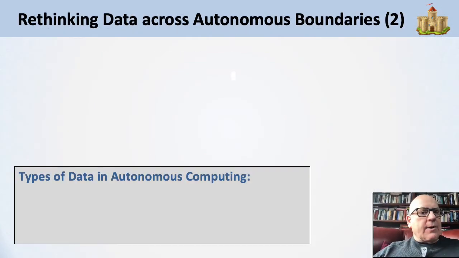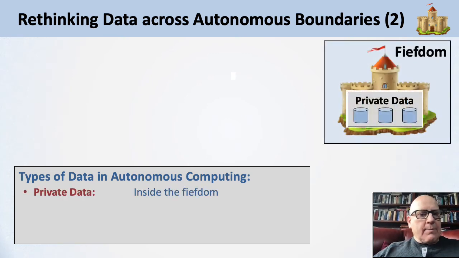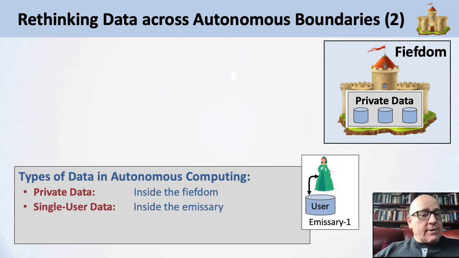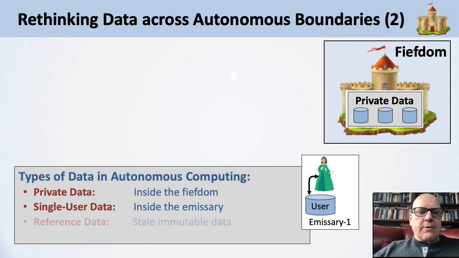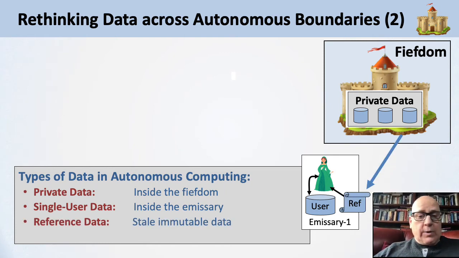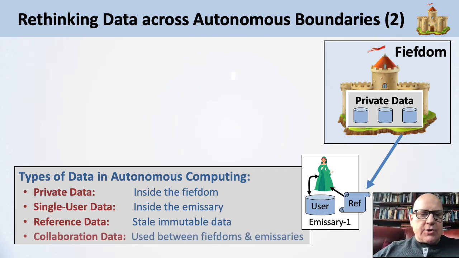So again, let's rethink data across autonomous boundaries and recap this. What are the types of data in autonomous computing? Private data, inside the belly of the fiefdom. You don't share it directly with outsiders, only indirectly. Single user data runs outside of the autonomous boundary, but it helps you do the work with that fiefdom, helps you get those multiple messages across to do the business over time. Now, reference data is really useful because it talks about what the fiefdom can do, what things are, and it allows you to fill out those collaborations. And then finally, the collaboration data, that's the sequence of messages that flow across that boundary. So we see these 4 kinds of data.